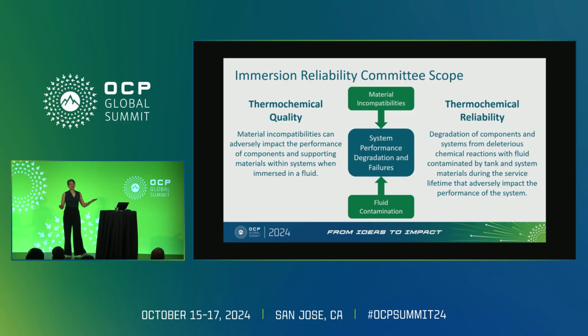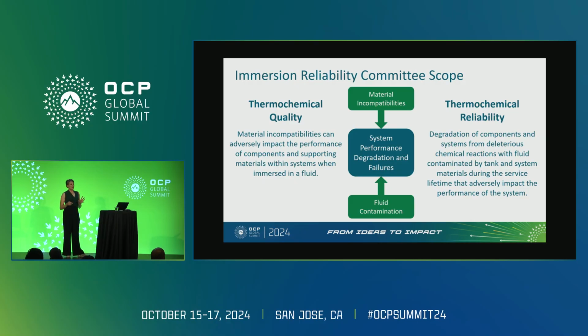So we can screen out a lot of things that just aren't going to work by doing a simple material compatibility test. But then we have a second component to this, and this is the part where the industry is still very much learning what the additional impact is. And what I call this is thermochemical reliability. And this is the degradation of components and systems because of specific chemical reactions between the fluid that's contaminated by the tank and system materials during the service lifetime. And that contamination that is dispersed in the fluid then has secondary reactions with other components in the system.